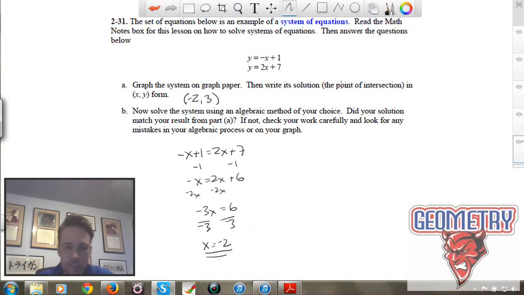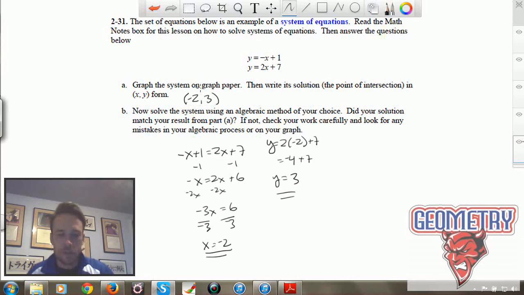Now that we know that x is negative 2, we could plug it back into either one of these equations. I'm going to plug it into this second equation. So y equals 2 times negative 2 plus 7, which is negative 4 plus 7, which is 3. Which matches what we got with the graphical, so that worked out pretty good. So graphically gives us a good estimation of where it's at, but doing it algebraically gives us the definitive location of that solution of the system.